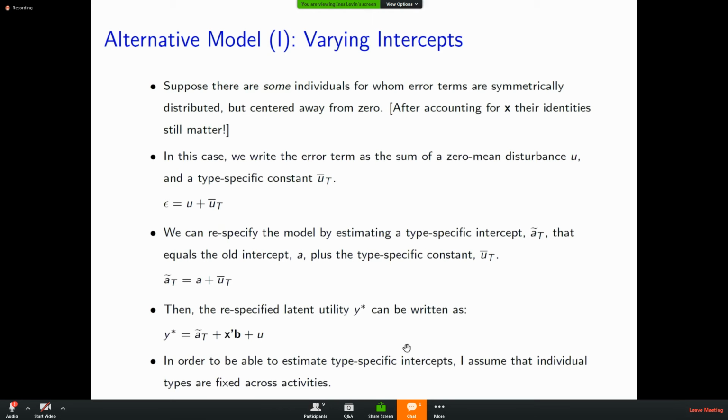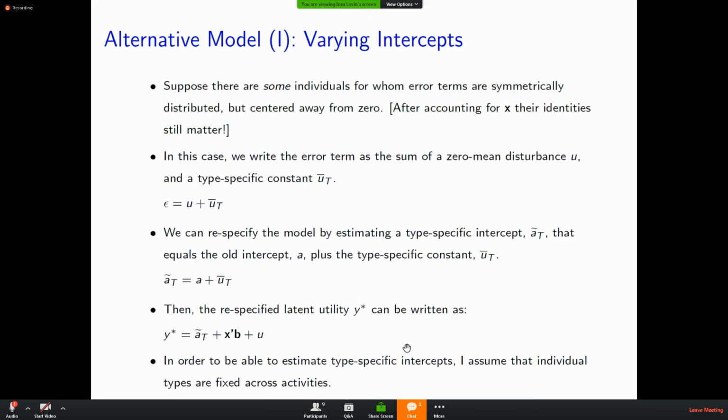It would be possible to write down a model specification that's more flexible than this, where you allow people to have certain types that imply high participation in certain activities and low participation in other activities. But in practice, identifying the parameters of such a model would be much more difficult than identifying the parameters of the model that I'm estimating.